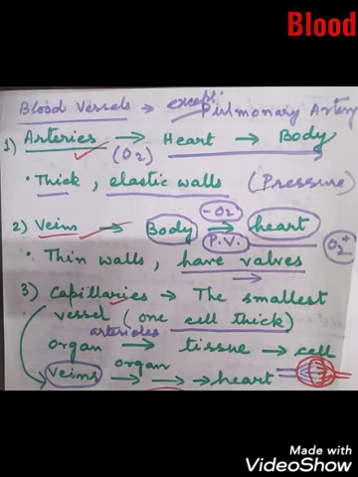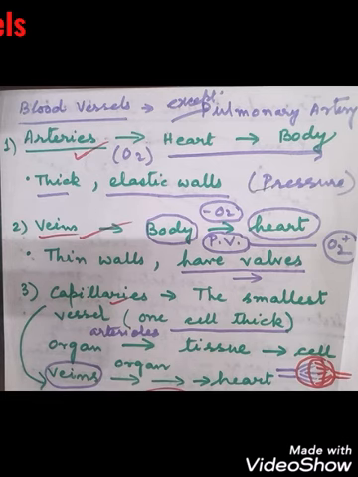Hello students, as you have already seen in the last lecture, we have already discussed the structure of the heart, and there we discussed that our heart is made up of 4 chambers and there are blood vessels, that is pulmonary artery, pulmonary vein and the aorta. So today our topic of discussion will be blood vessels.